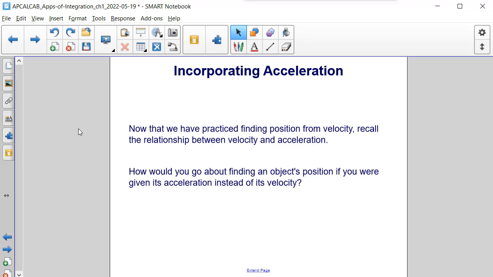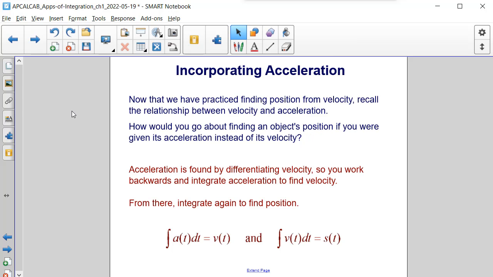Now that we have practiced finding position from velocity, recall the relationship between velocity and acceleration. How would you go about finding an object's position if you were given its acceleration instead of its velocity? Well, since acceleration is found by differentiating velocity, you can work backwards and integrate acceleration to find velocity, and then from there you could integrate again in order to find the position function.